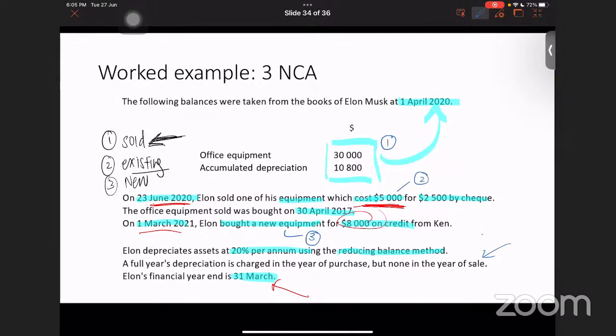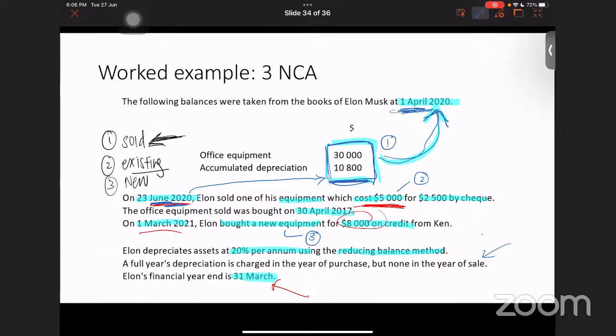So the first one, which is the first equipment. This is the existing equipment. So we know that this existing equipment we have on 1st April 2020. So as at, when I have these figures, it is on this date. It is on 1st April 2020, right? And I know that only in June 2020, then I sold my equipment. So do you agree that this equipment that I sell is inclusive inside these figures as at 1st April?